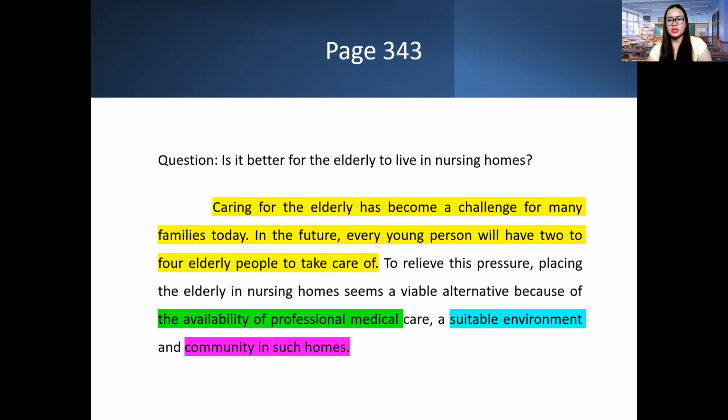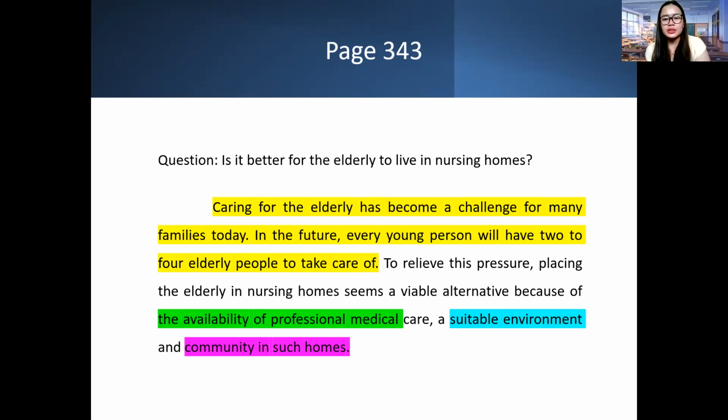The situation nowadays, it's difficult to take care of our grandparents, right? Because we are working, and people nowadays do not have many kids, so one young person has to take care of two to four elderly. And then we have to work. So the author is giving you the situation nowadays instead of talking about nursing homes. And then the author moves on to something more specific to answer this question. So this is the thesis statement.